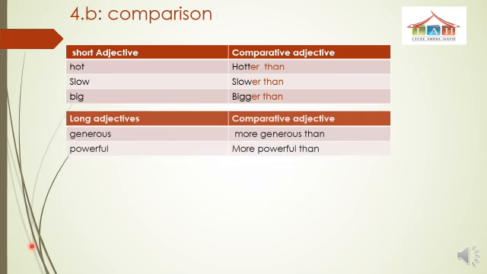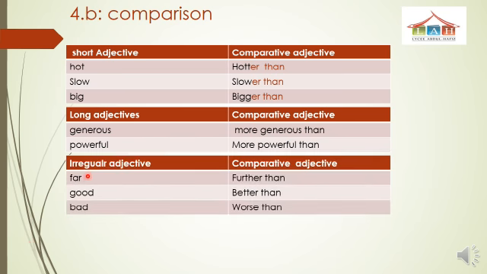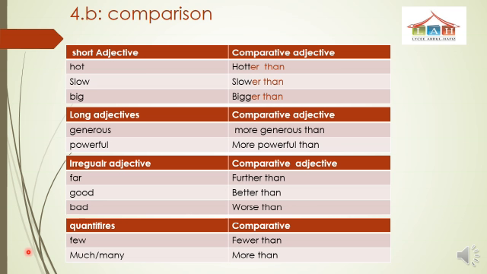And long adjectives as generous, powerful, we say more generous than, more powerful than. And irregular adjective as far, farther than, it changes, okay? Good, better than, bad, worse than, okay? And here we have quantifiers, few, much, many, or a little, okay? Few, fewer than, much or many we say more than. Okay, so this is all about the short adjective, long adjectives, irregular adjectives, and quantifiers.